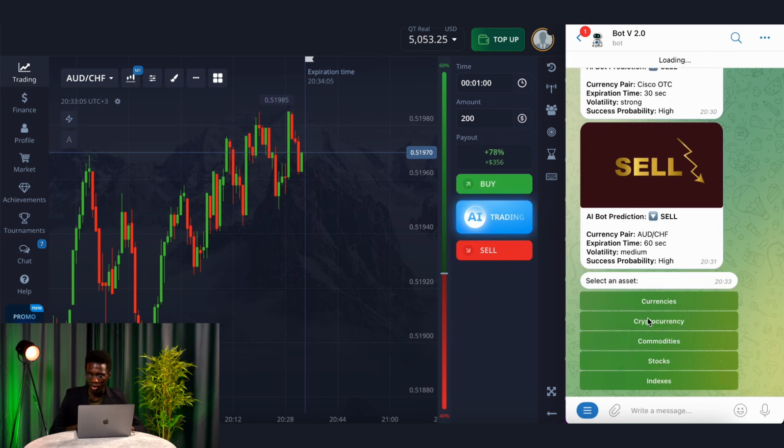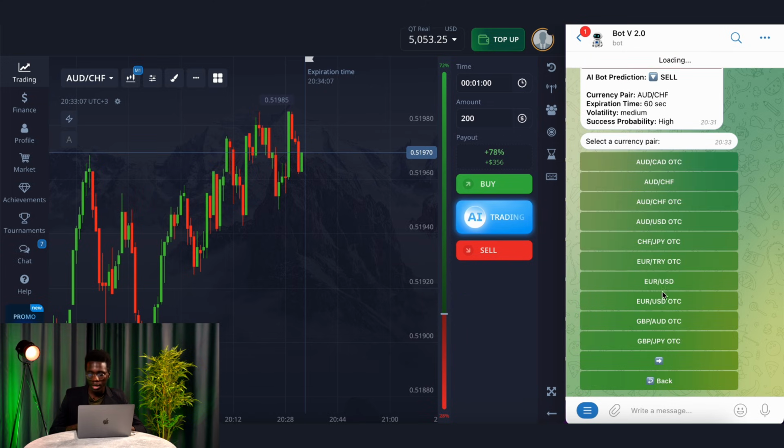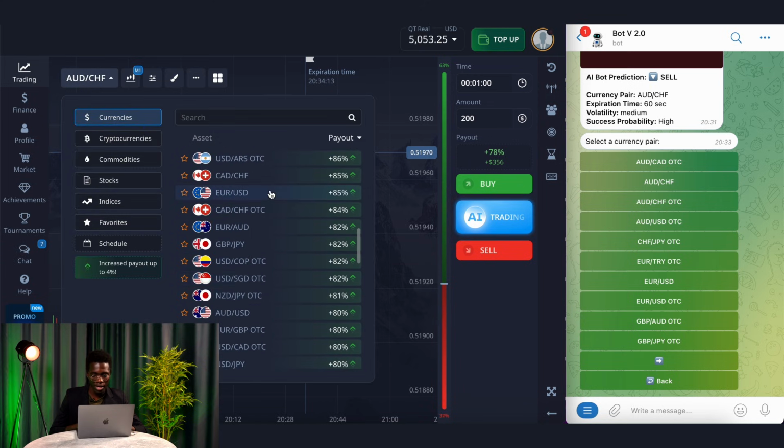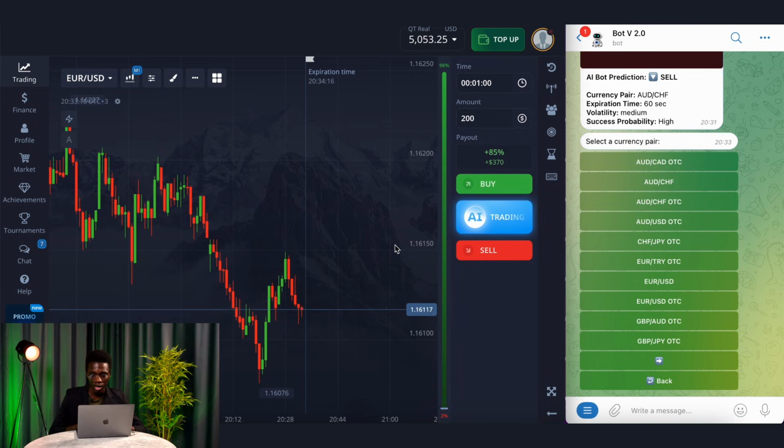Let's go ahead and hit the market with the next currency pair, classic. And I am predicting that to be Euro USD. Is this going to be another win for us? We are about to find out. Euro USD with 85% payout rate. Ladies and gentlemen, risking $200 for this trade.